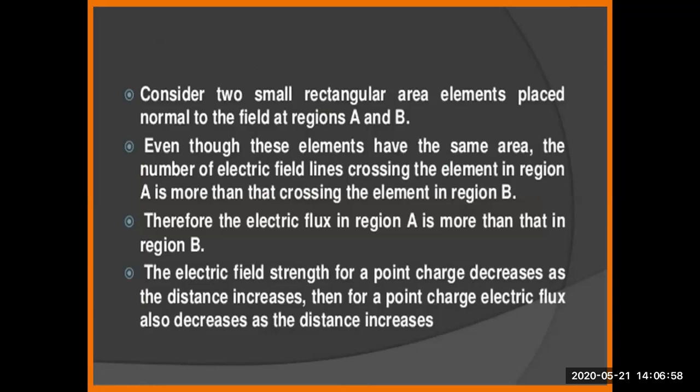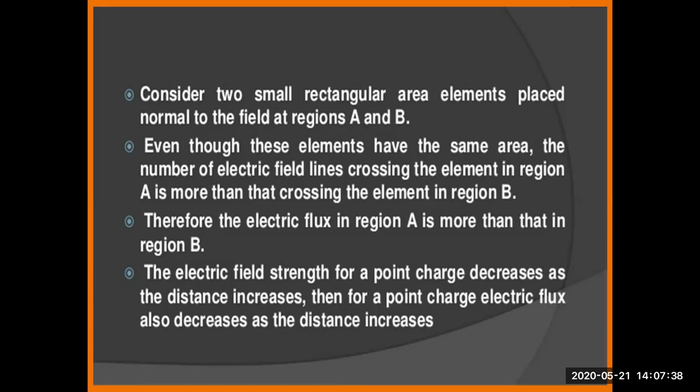Third one is: therefore, the electric field in region A is more than in region B, and electric flux in region A is more than flux in region B. So electric flux is directly proportional to the distance between the source and the placed area. Near the source, the number of lines is greater and electric flux increases; away, it is smaller. Next one: the electric field strength for a point charge decreases as the distance increases.